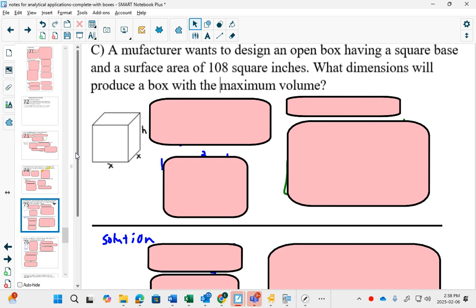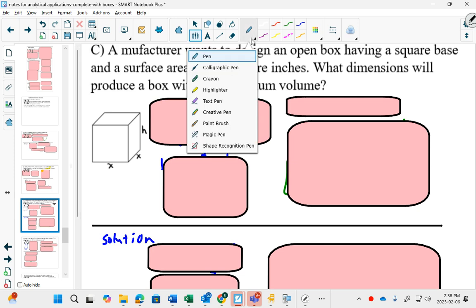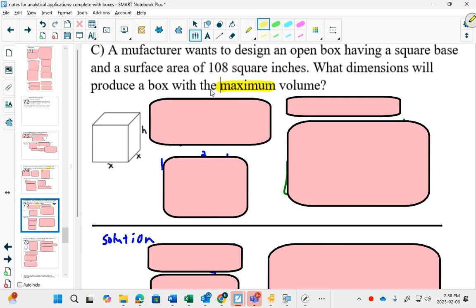A manufacturer wants to design an open box with a square base and a surface area of 108 square inches. So that's the materials they want to use, but they want to make that have as big a volume as possible. So as far as my highlighter goes, what do I want to optimize? I want to optimize volume. So I'm going to want to write an equation, volume equals.